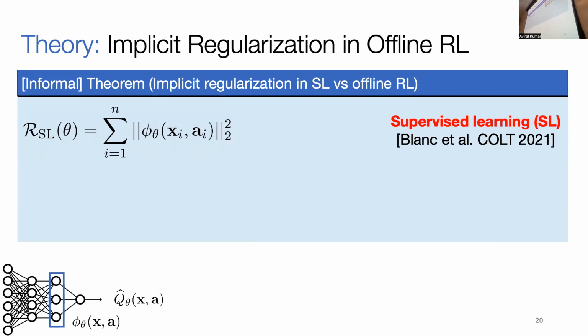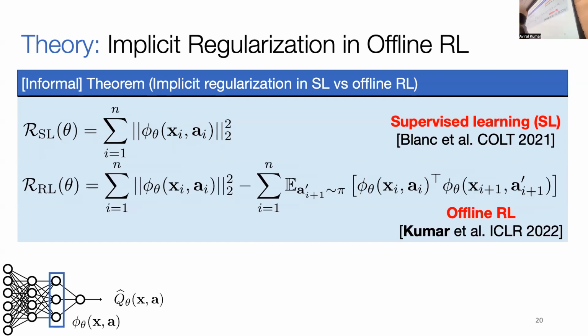So your regularizer is a function that penalizes the norm of the features phi theta from your network. This is actually good because if you think of things like weight decay, they are very similar in motivation. This is kind of like weight decay, but not on weights, on features instead. On the other hand, for offline RL, you have a much more complicated regularizer. In particular, there are two terms which we'll go over in a bit. But this regularizer is not the same as supervised learning.